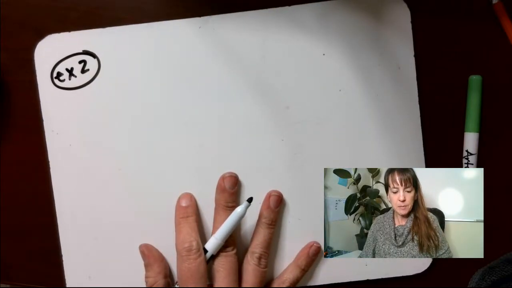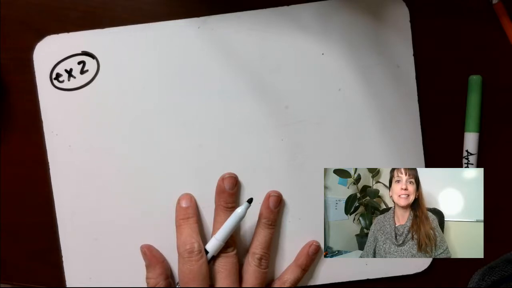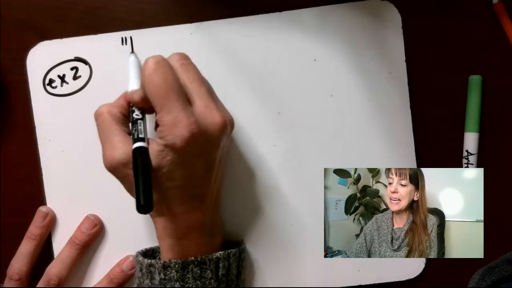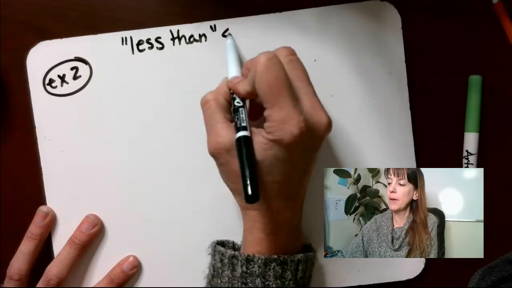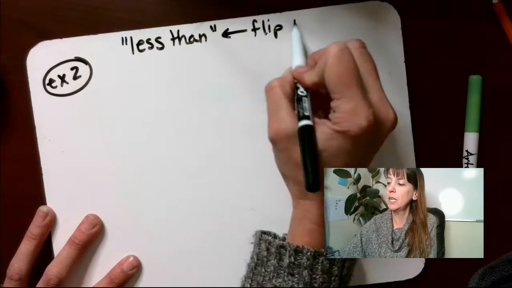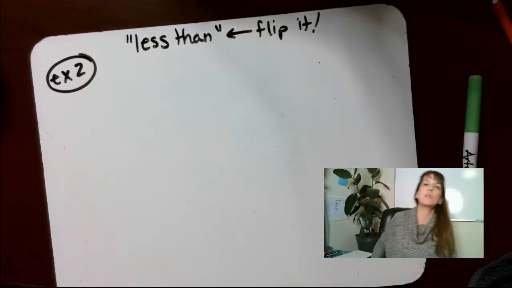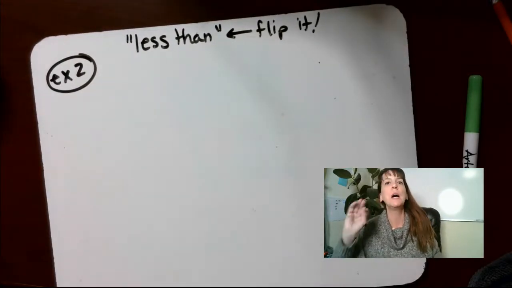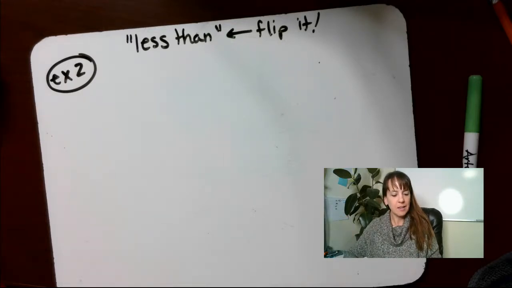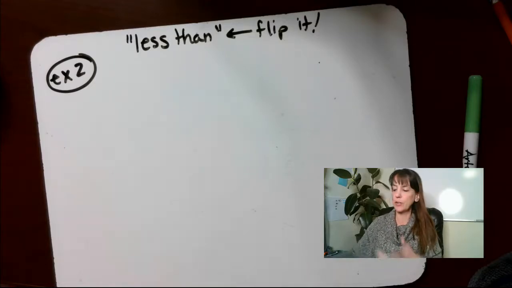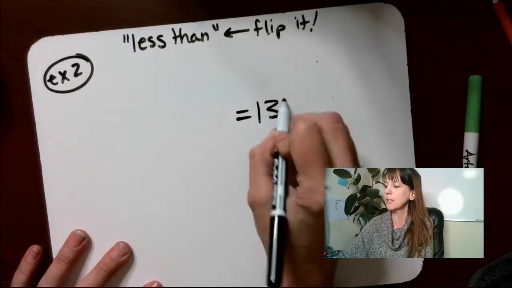Example number 2. Find a number such that 13 less than twice the number is 137. Guys, less than, make a note, flip it. That means you've got to flip it around. If you see less than or subtracted from, you want to flip those around. So I'm going to work our way backwards on this sentence. Less than twice the number is 137. Is 137. Let's just get that out of the way.